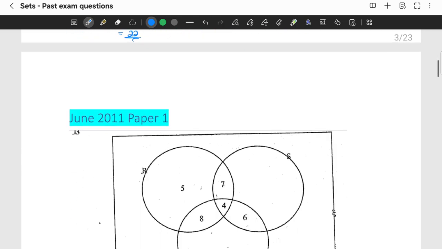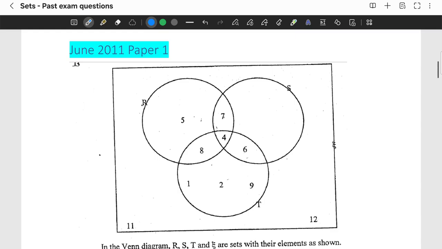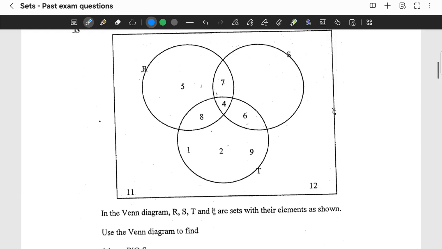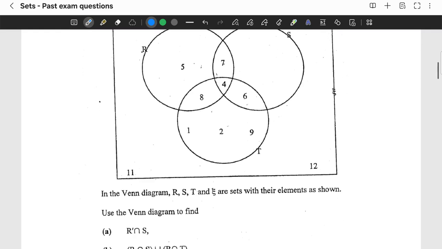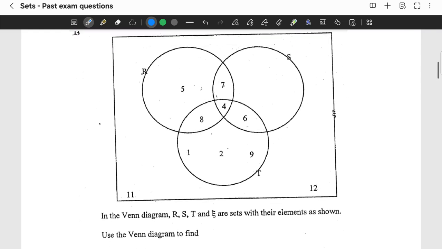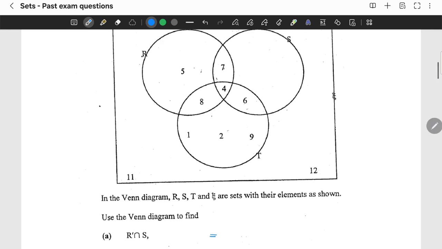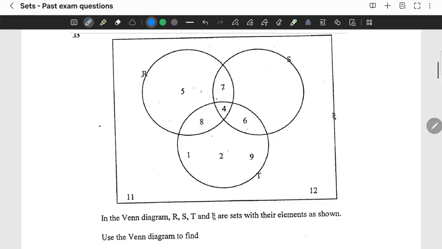Then the next question is from June 2011, paper 1, which says, in the Venn diagram, R, S, T and the universal set are sets with their elements as shown. Use the Venn diagram to find R complement intersection S. So let's look at R complement intersection S. It says everything that's not in R being intersected with something that is in S.